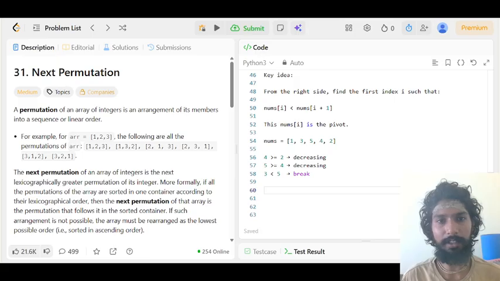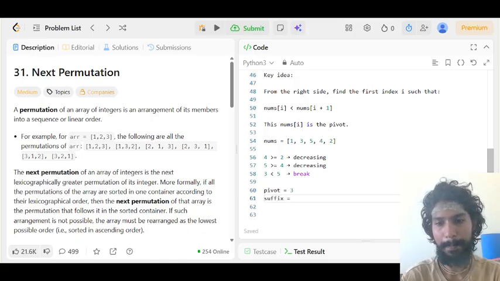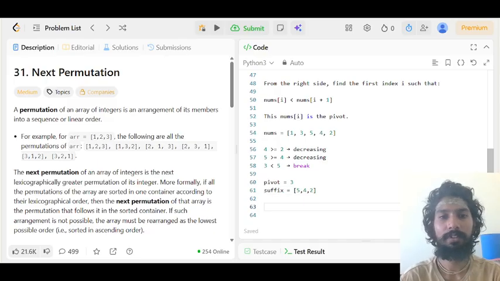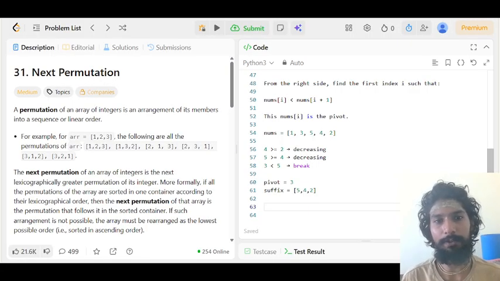Now, we need to replace the pivot with a number just bigger than it. The pivot is 3 and the suffix is 5, 4 and 2. Numbers greater than 3 are 5 and 4.